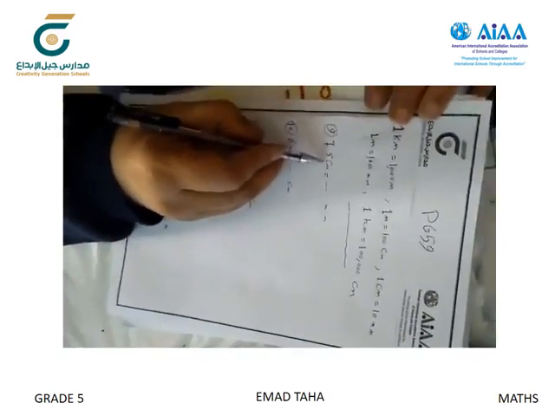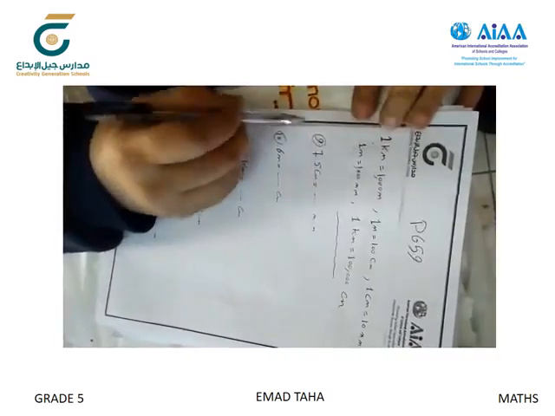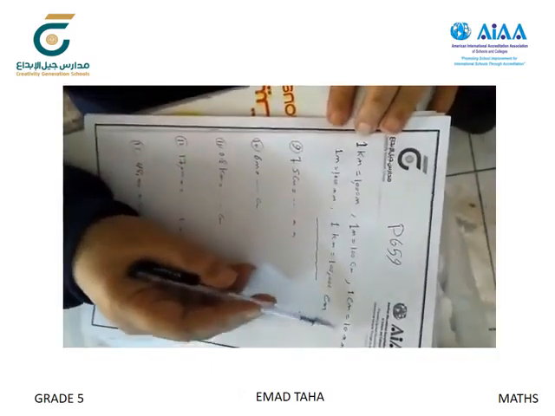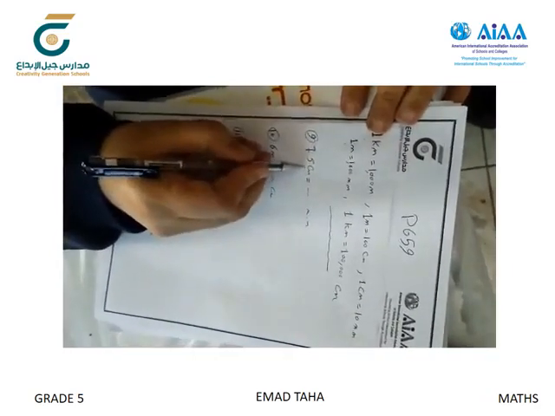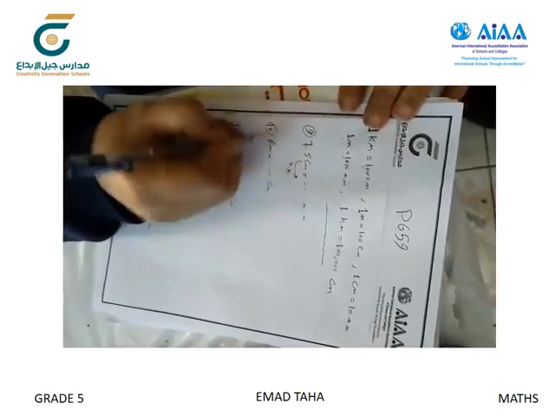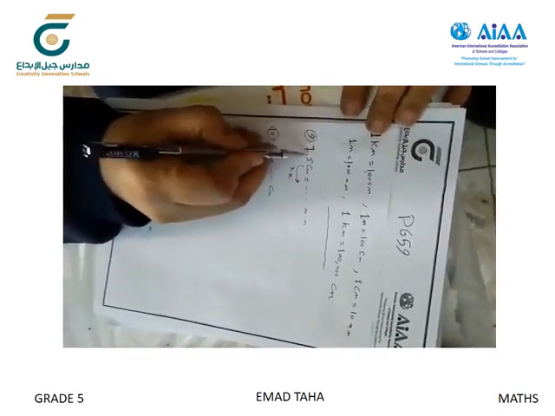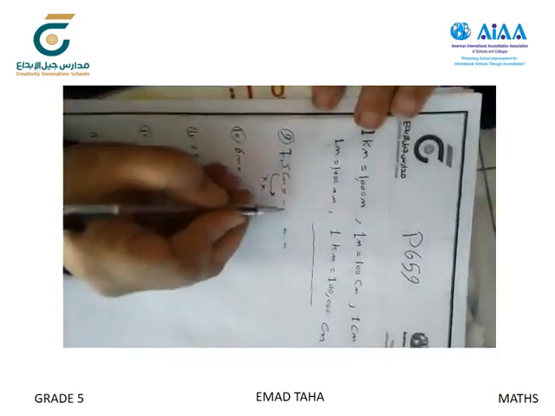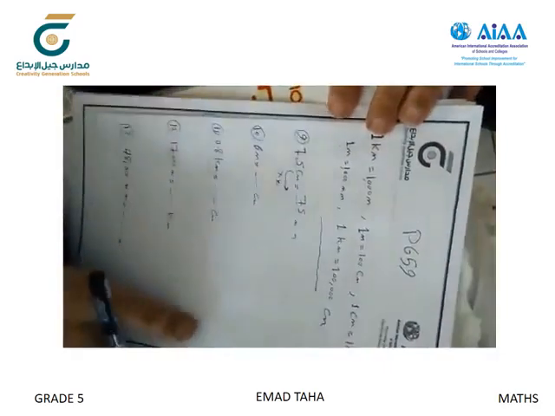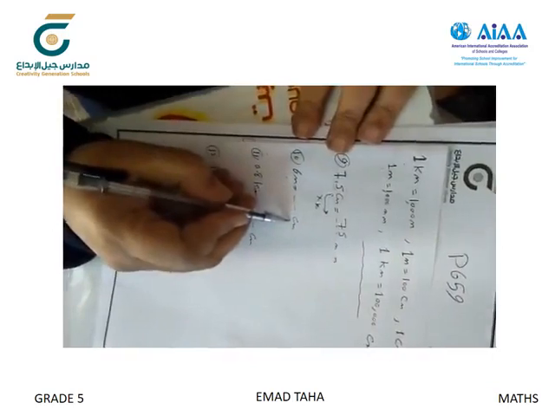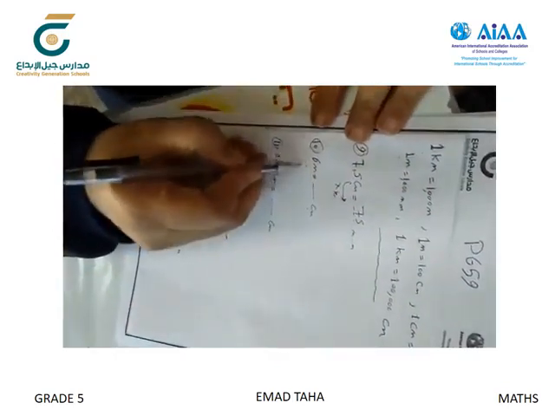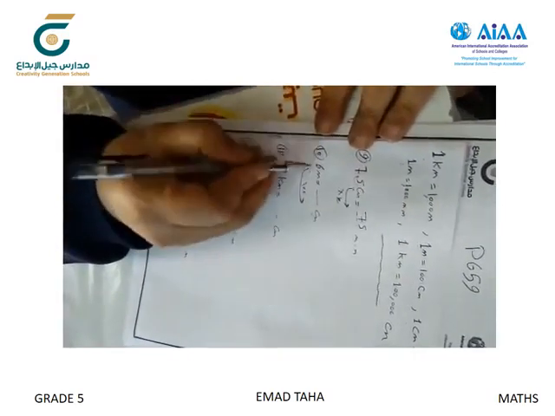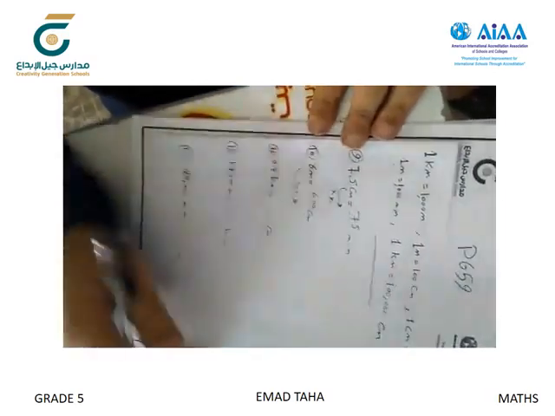Okay. Question number 9, 7.5 centimeters equals how many millimeters? 1 centimeter equals 10 millimeters. So to convert from centimeter to millimeter, we multiply by 10. Multiply by 10, move the decimal point just one place towards the right. The answer will be 75. 6 meters equals how many centimeters? 1 meter equals 100 centimeters. To convert from meter to centimeter, we multiply by 100. So put 2 zeros, it will be 600.